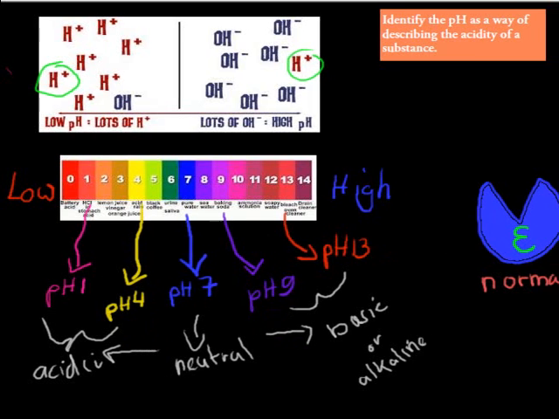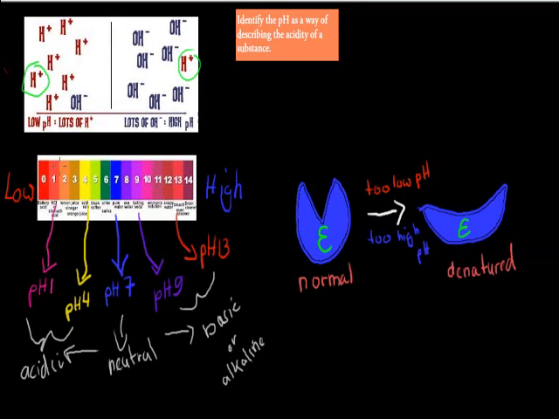And remember, we need to know that because either too low or too high a pH will denature our enzyme. So we want to keep it at that optimum pH. Usually in most cases in our body it's a pH of 7. If we go too low or too high, it will denature enzymes, and then it will decrease our metabolic efficiency.